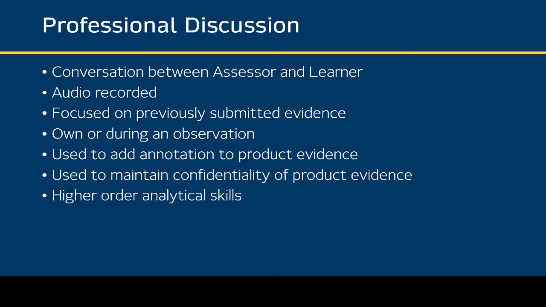A lot of the time it can be combined with an observation, or it could be done on its own. Professional discussions are also useful for adding annotation to product evidence. So if you've got a document or a file where you haven't written that annotation on it, we can use a discussion and verbally record that annotation and combine it with the product evidence to authenticate it. And the last thing that professional discussion is really good for is confidential information. So depending on the industry and the workplace that you're in, you might have a lot of confidential information around where it can be very difficult to get product evidence. And if that's the case, we'll use a discussion to get around that.